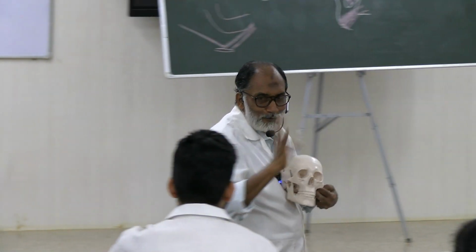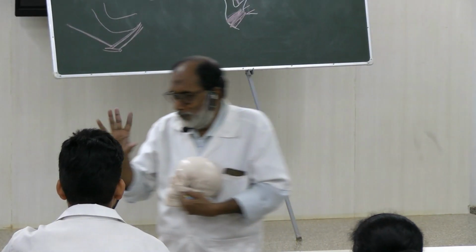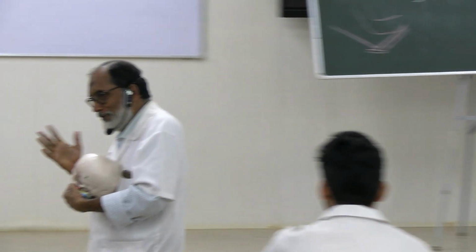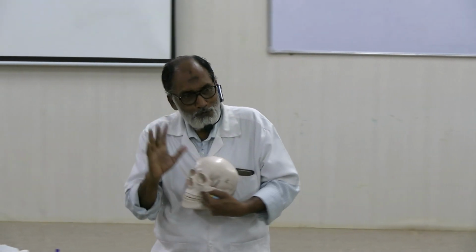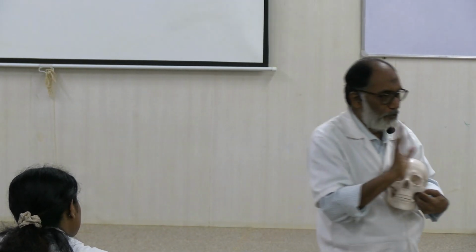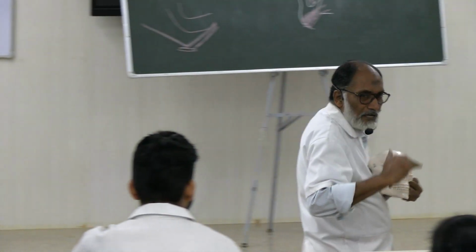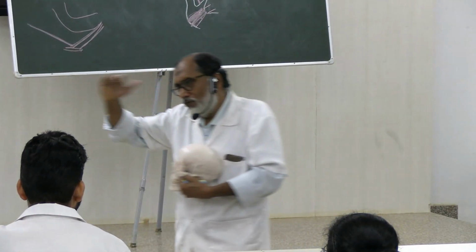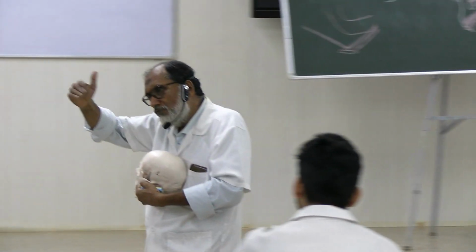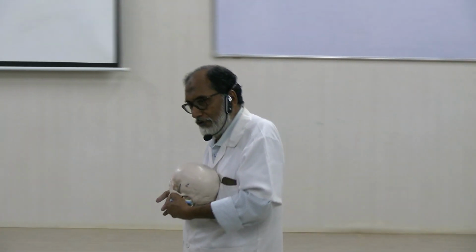Actually, it is done by cattle. We generally do not use this movement, but you should know you can do side to side movement. When you do side to side movement, what will happen? At one side there will be gliding movement, on the other side there will be rotation movement.